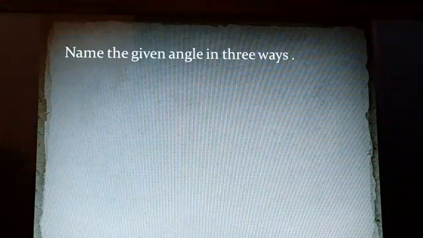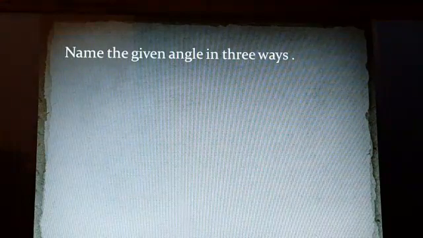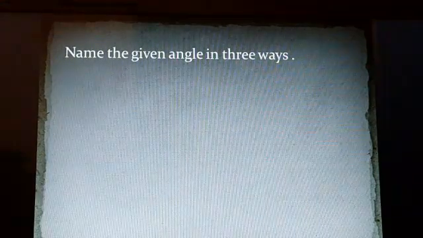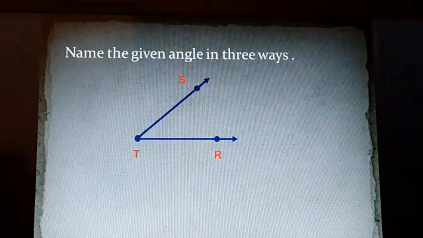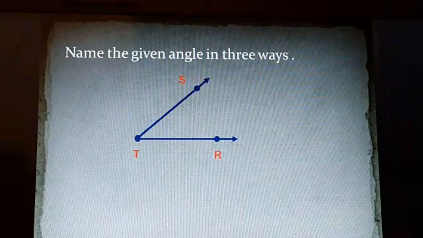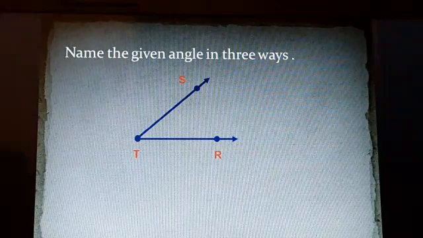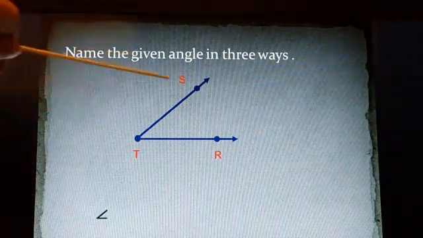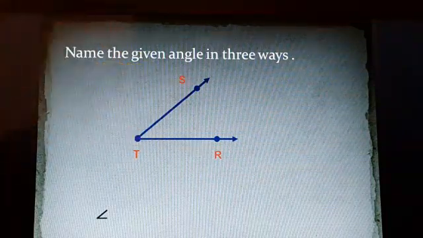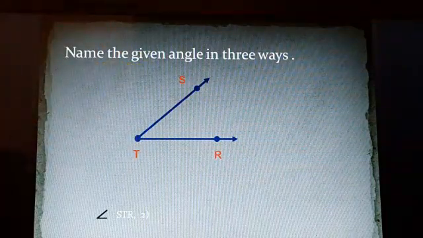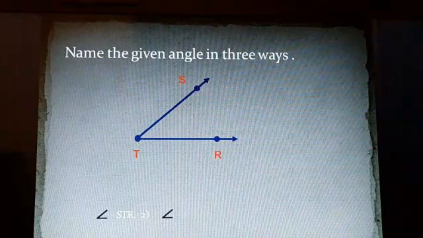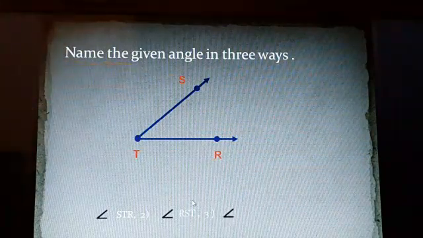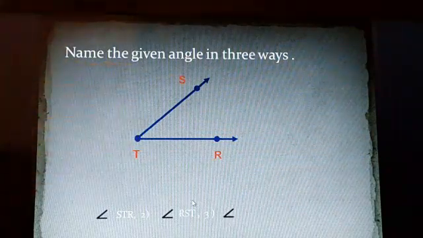Now, more practice. Name the given angle in three ways. We already did the three ways in the last slide. Now we will do it. Here is the angle and it is showing three letters, STR. Okay. Now we have to name it. First put the angle symbol and then say or write STR. Now again put the angle symbol and write RTS. Again put the angle symbol and just write T.